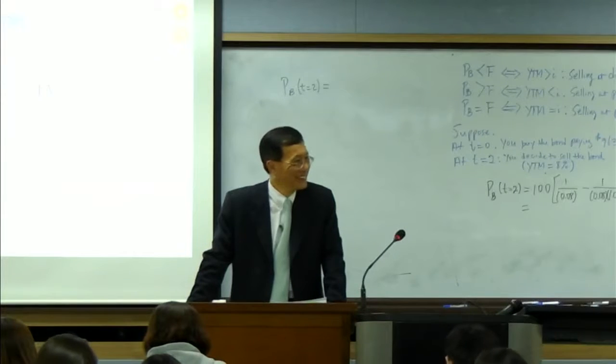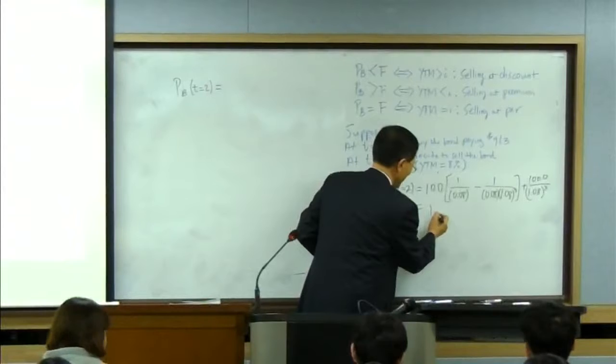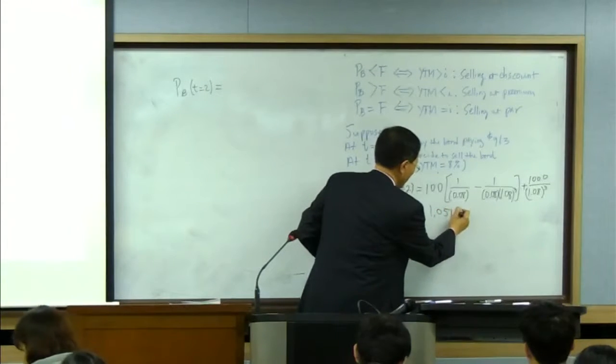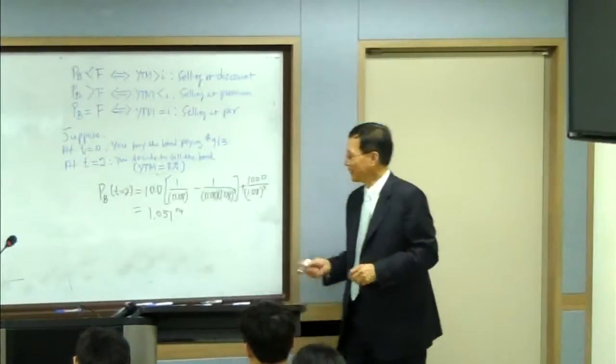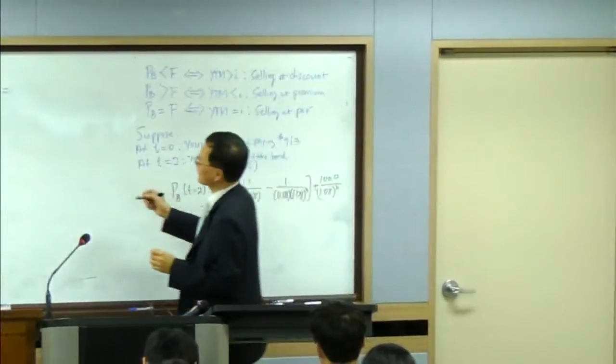So, 정광이, how much is it? 1,051.54. Okay. Is this the number you got? Okay, 1,051.54. Wow, that's interesting.